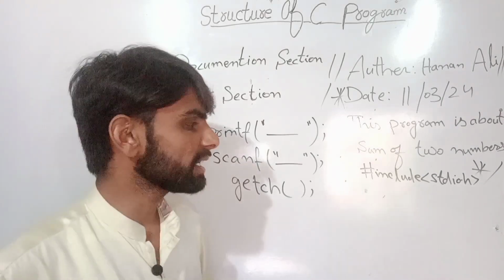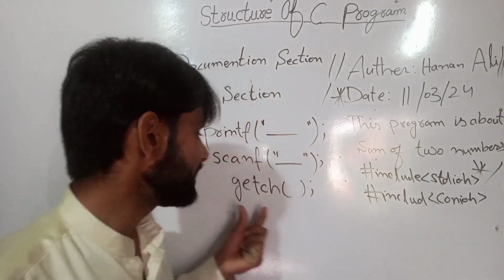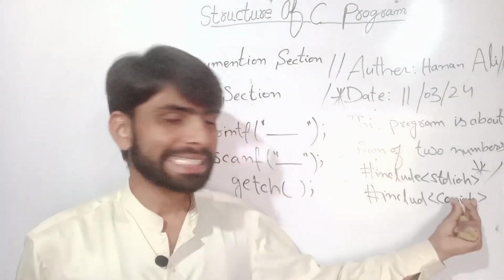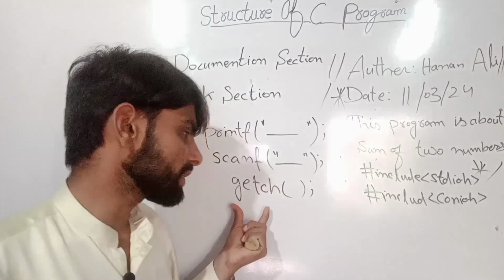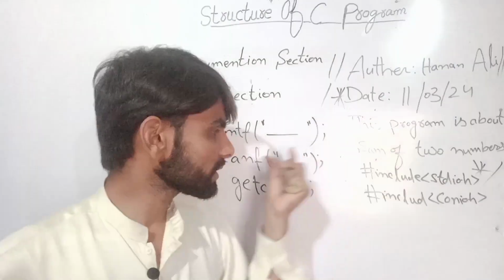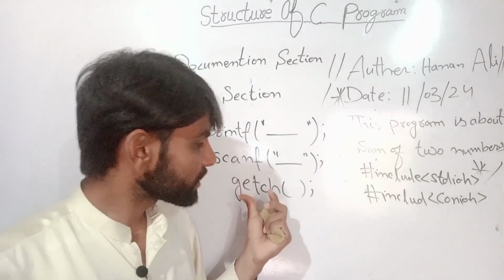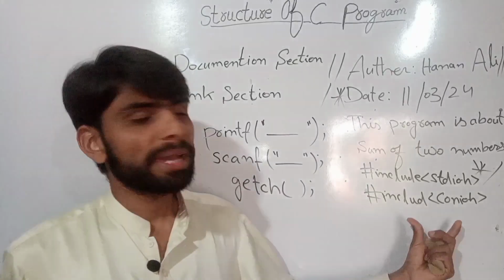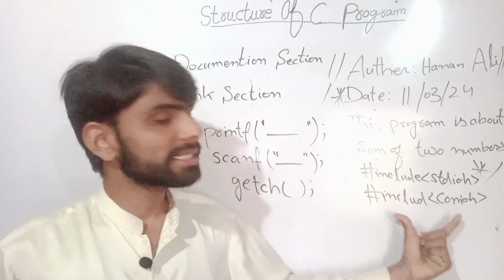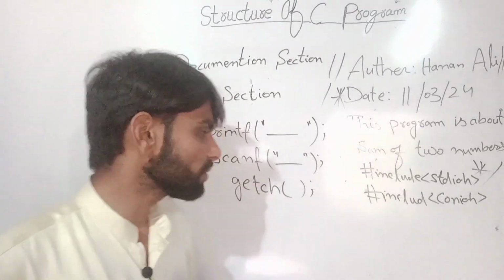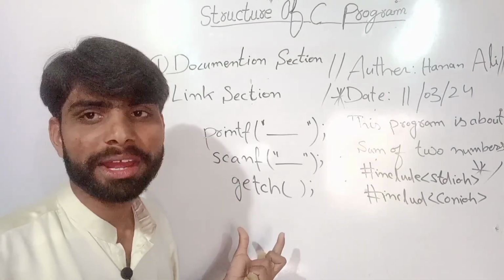This getch function is written in the standard library file hash include conio.h. The full form of conio is console, so this is the console function library. This library also has many functions, but we need at least one function, and then we need this header file. So we use this function.